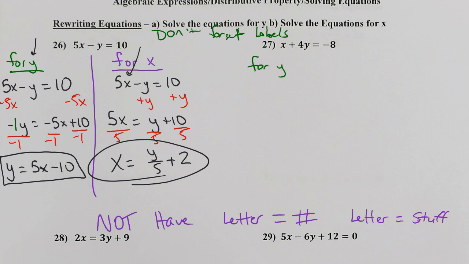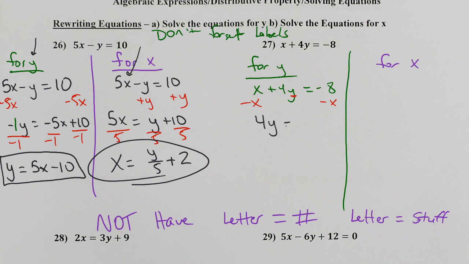I'm going to get 4y. I'm going to get 4x. So I have x plus 4y equals negative 8. Remember, I want y by itself, so I'm going to subtract x to start. Now remember, where people make mistakes is they think that 8 and x can go together. They can't. I have 4y equals negative x minus 8.